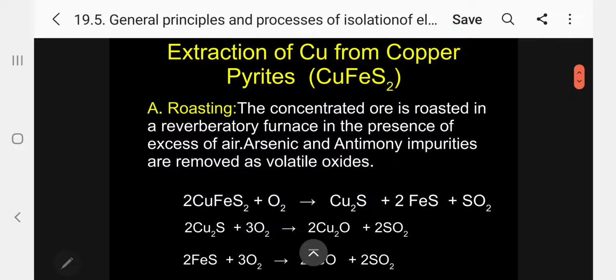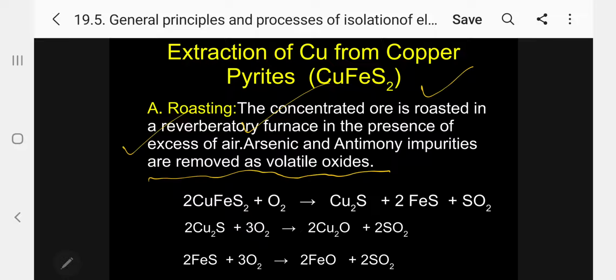So, what is roasting here? The concentrated ore is roasted in a reverberatory furnace in the presence of excess air. What is happening here? Arsenic and antimony impurities normally present along with this ore are removed as volatile oxides. So just see the reaction. 2 moles of CuFeS2 we are roasting with oxygen, giving cuprous sulfide, ferrous sulfide, and sulfur dioxide going out. Kindly follow.